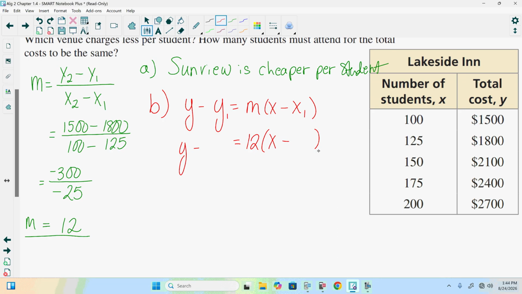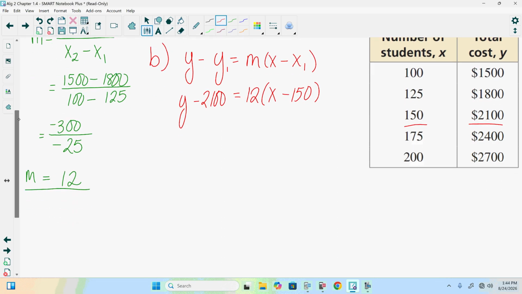But we need to pick a point. We have 5 to choose from, yes? What's one y value that we could use? Yes. So we'll plug 2100 in for y, which means we plug 150 in for x. So really, we're just picking one of the 5 points to plug in. It does not matter which one we pick. I will show that here in a second.